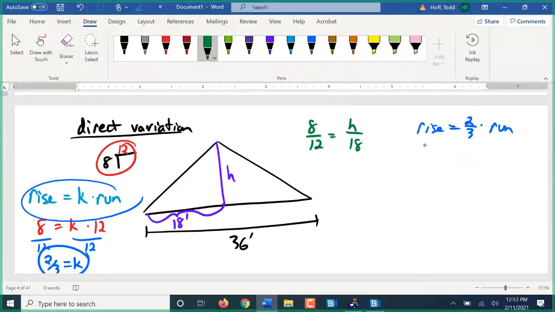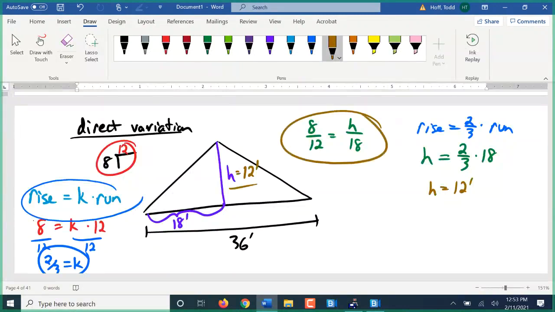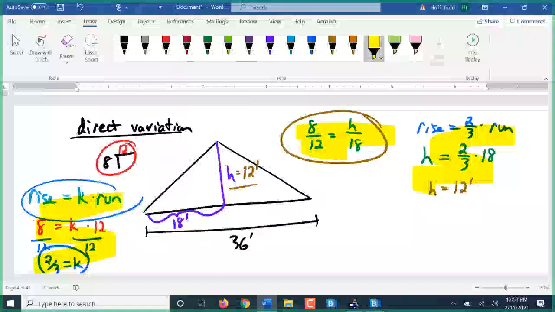So I could put in h, my rise, that's the height I'm looking for, equals 2/3 times 18. 2/3 times 18 is 12. That's 12 feet of height, which is exactly what we would have got if we cross multiplied and divided. Now this variation was a little more complicated method of going about it. I would stick with just writing the proportion, but we could use direct variation. We know that if the run gets larger, the height has to get larger. Those two values are directly related if our slope stays the same.